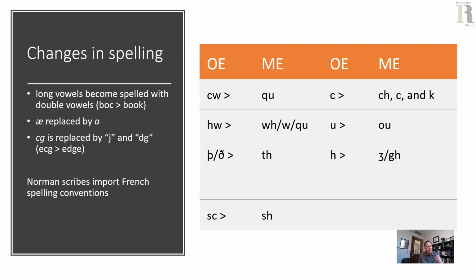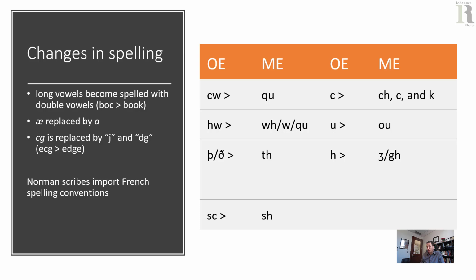Including, for example, the addition of E at the end of a word to make a long vowel. There were two ways in Middle English that a long vowel was indicated. One was by doubling the vowel, like in book or beat or feet or foot or loot or boot, or you could just add an E after the consonant if it was a closed vowel, like bowed or wide or slide, and so on and so forth.